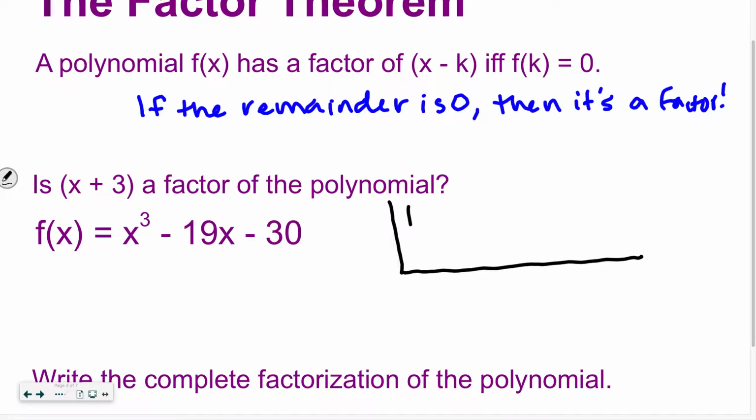Now, do be careful on this one. You're missing the x squared again, so you've got to put in that 0 placeholder. That will really mess you up if you don't have that. You won't get a 0. And then if we're checking x plus 3, we're going to put a negative 3. Fingers crossed, we're hoping for a factor.